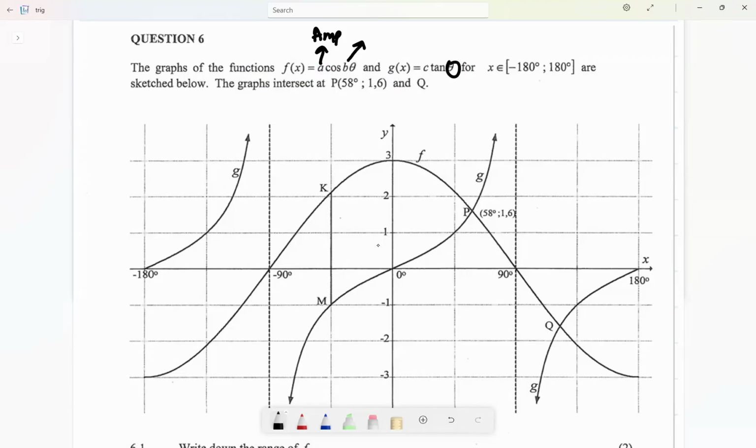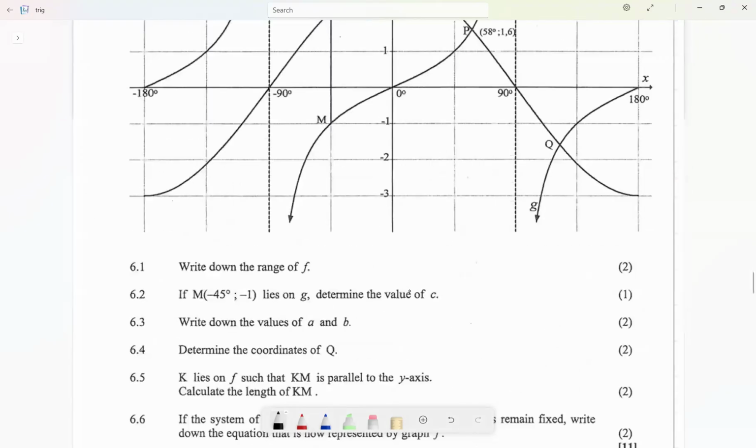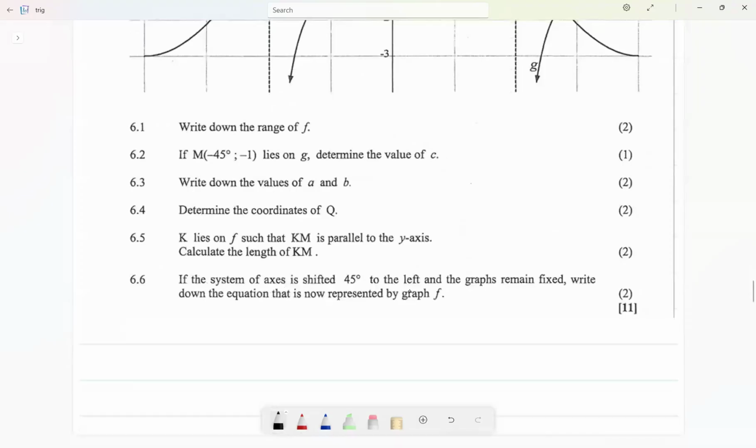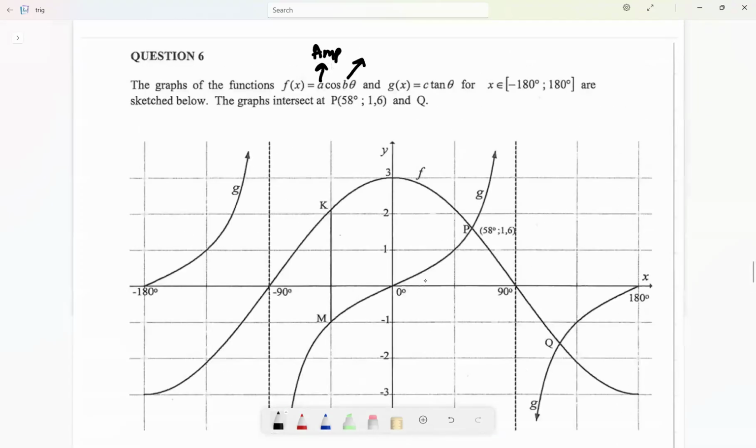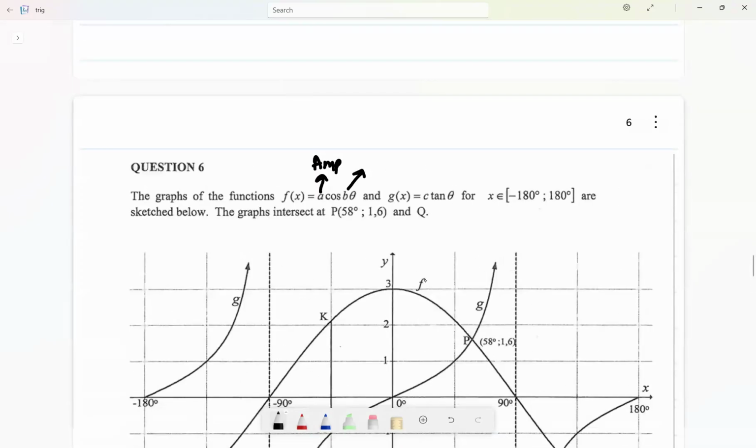I'm not sure why they said theta here. I don't know. Yeah, just change that to x, guys, because if they wanted to say theta here, they should have had g of theta. So just change that to x, change that to x. Okay, so what is B? B, remember, it is the period factor. And then what is C? C is also amplitude, guys. We know that. So let's look at the graph of g.